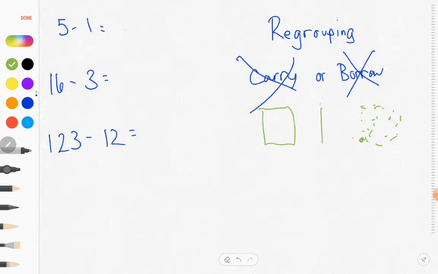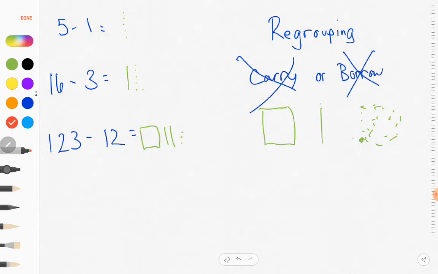These first three problems we don't need to regroup, but I want to do a quick refresher on how we would use our base 10 blocks. See, I've got 5 there. And I'm going to skip down to the next problem before I start taking away. Here I've got 1 10 and 6 ones. Here I have 100, 2 10s and 3 ones.